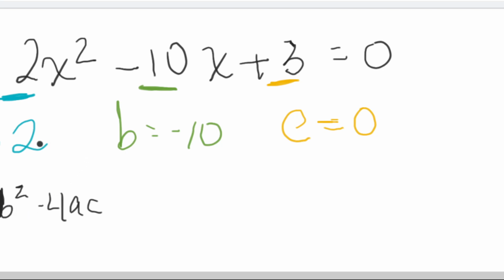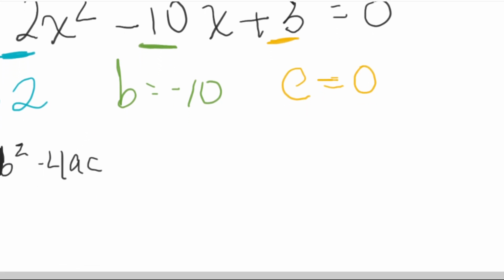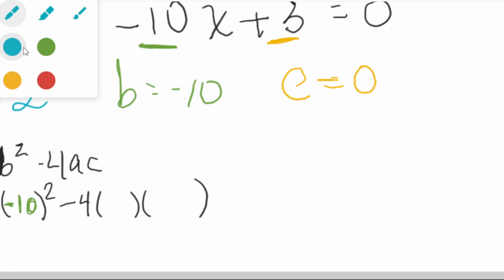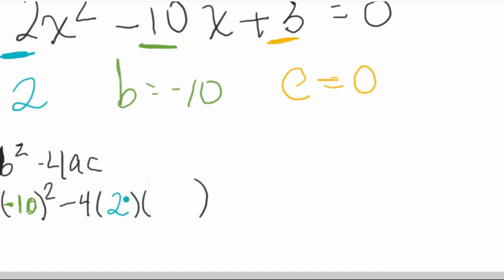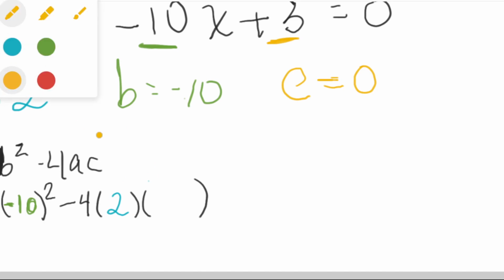Okay, so now that I know b squared minus 4ac, I tend to leave some spaces. So there's my space for b, there's my space for a, and my space for c. It's really important when you're plugging these in, guys, that you plug in with parentheses. If you don't, you're going to get some weird numbers. So for example here, the negative 10 squared, if you plug that into a calculator without putting parentheses around the negative 10, it's going to spit out a negative 100.